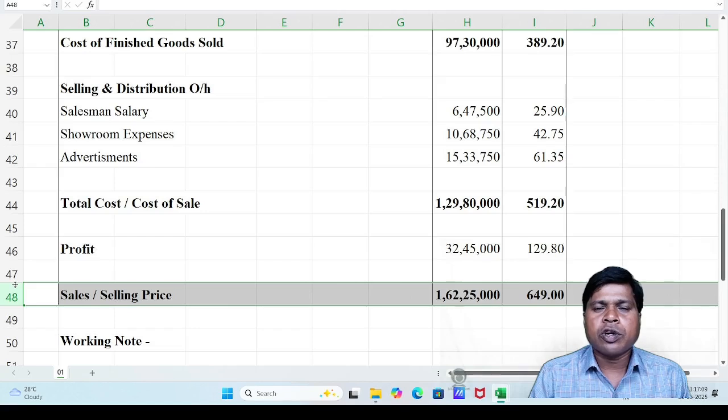Application of cost sheet or cost statement is very useful for calculation of selling price of each and every product. I hope you have understood from this video.